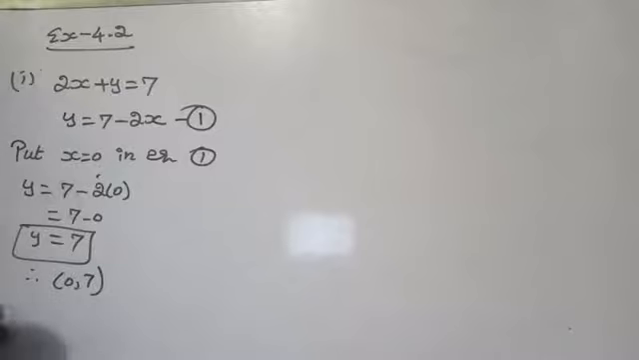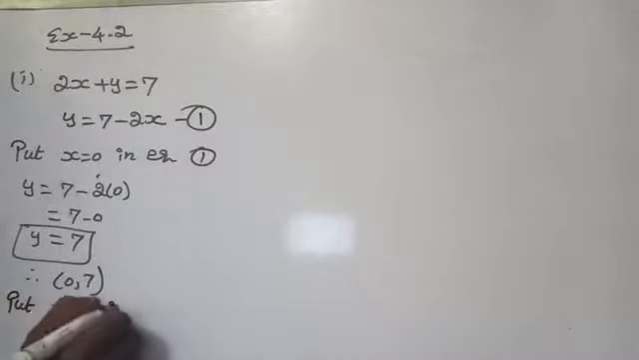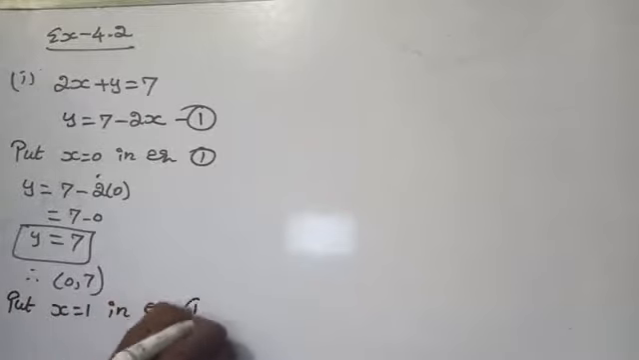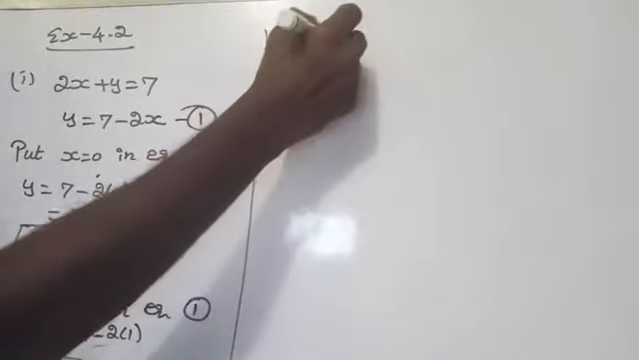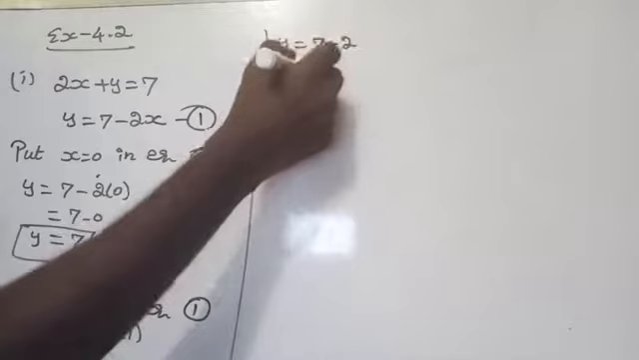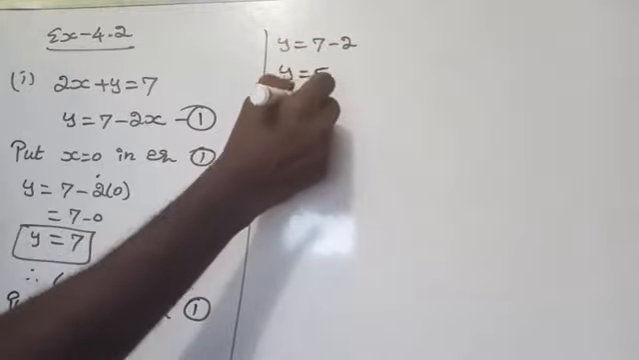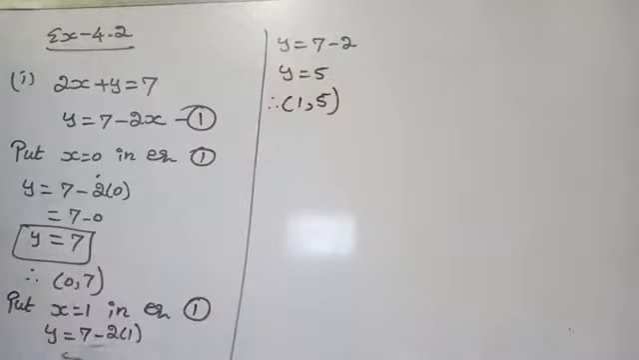Now put x is equal to 1 in equation 1. So what will you get? y equal to 7 minus 2 into 1. That is y equal to 7 minus 2. 7 minus 2 is 5 here. Therefore, when x is equal to 1, y value will be 5.